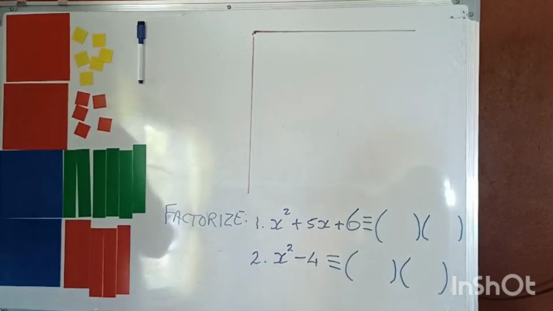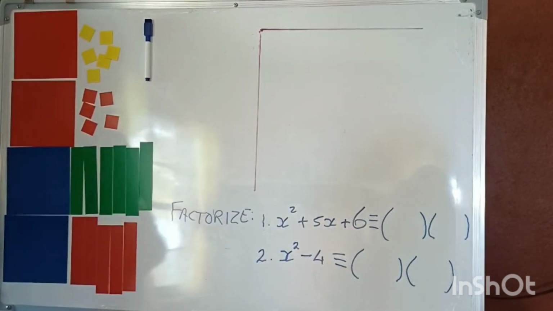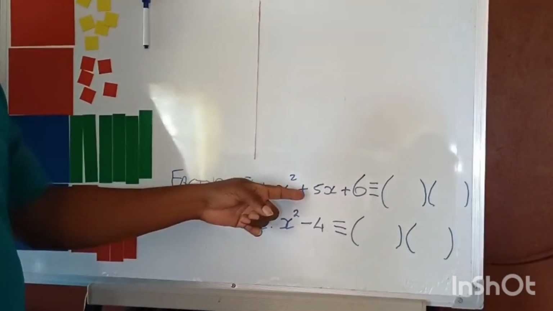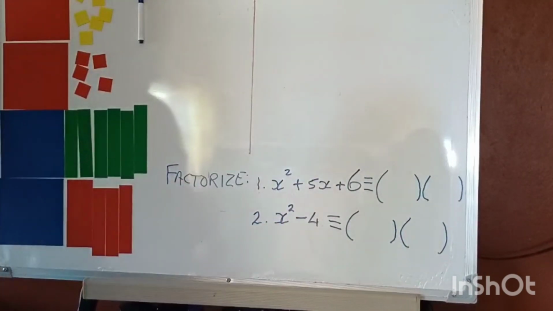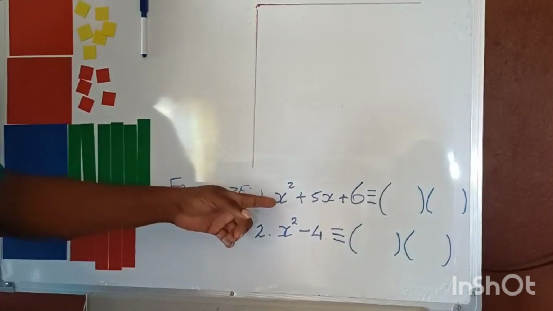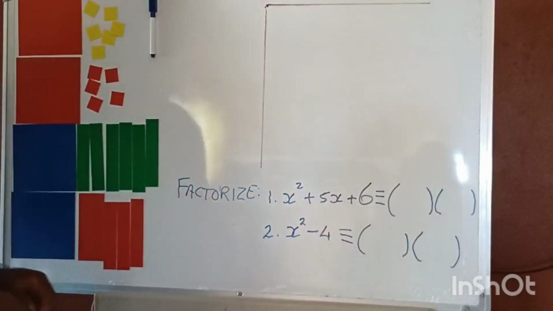Alright, today we are going to be factorizing quadratic expressions using algebra tiles. The first expression we are going to factorize is the trinomial x squared plus 5x plus 6. To do this, we are going to model the expression. This means I have to have an x squared tile, a 5x tile, and a 6 tile.